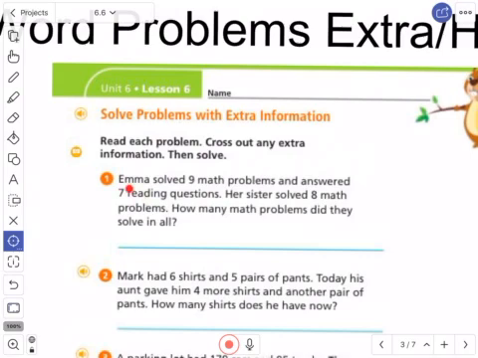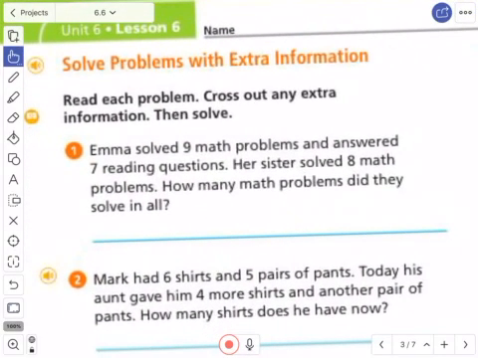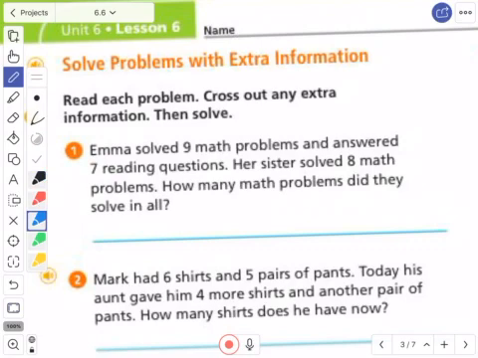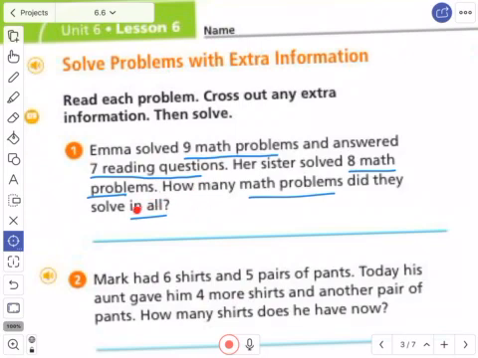Okay. So Emma solved 9 math problems and answered 7 reading questions. We're going to do some underlining here. Her sister solved 8 math problems. How many math problems did they solve in all? Well, I'm thinking, what do I not need to know? The most important thing for these problems is looking at the question sentence.